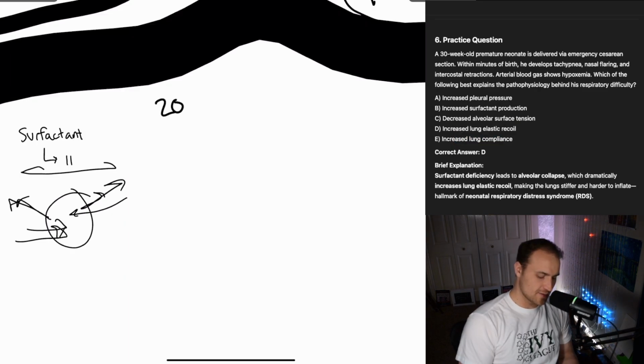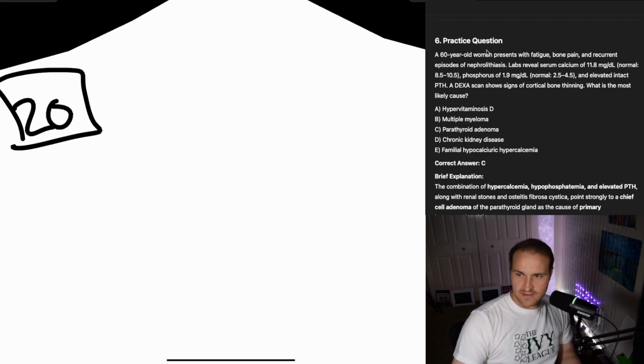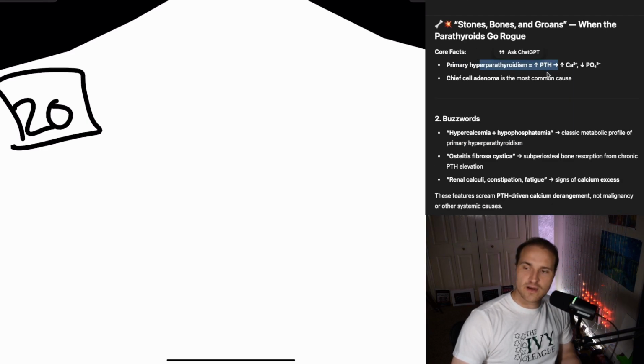All right, last question. For this question, we have a 60-year-old woman presenting with fatigue, bone pain, and recurrent episodes of nephrolithiasis. Labs reveal serum calcium of 11.8, which is elevated, phosphorus, which is low, and elevated intact PTH. DEXA scan shows signs of cortical bone thinning. What is the most likely cause? It's going to be parathyroid adenoma. Bones, stones, and psychiatric overtones. So it's primary hyperparathyroidism. It's chief cell adenomas.